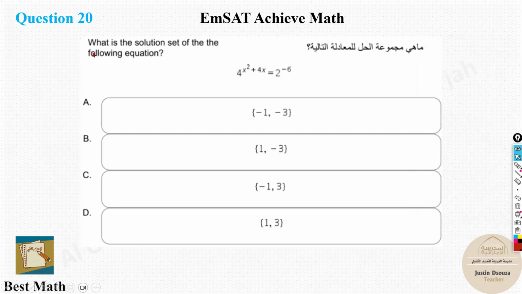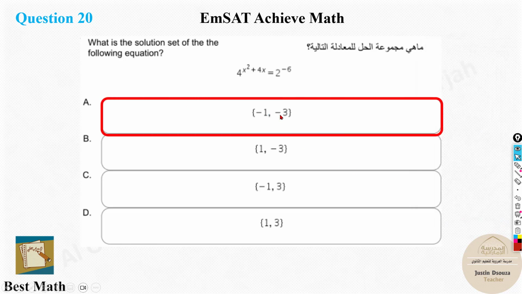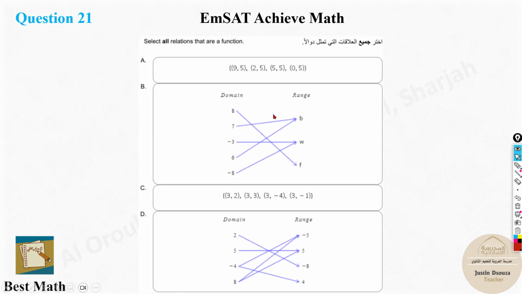So that is the 20th problem. That's the answer, minus 1, minus 3. We move on to the next one about relations. This is another easy problem. Relations are very, very easy. All that you should understand is what domain and range are.